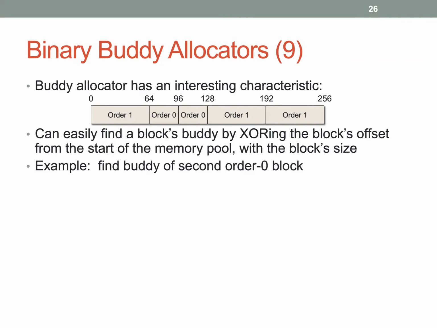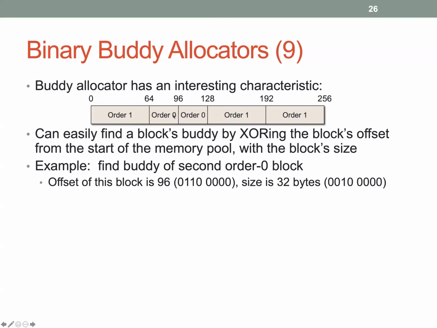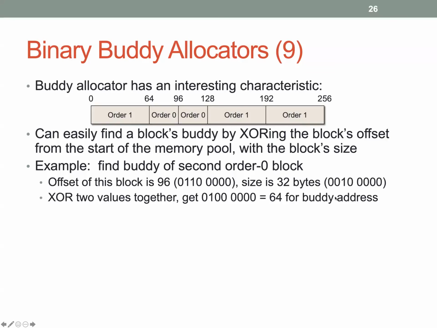So if you want to find the buddy of the second order 0 block, you're right here at 96, and so there's the bit pattern for 96. The size is 32 bytes, so you can see that the 0, 1, 2, 3, 4, 5th bit is set if we're counting from 0. And so we flip that bit, and it gives us 64. So that's how we get from 96 to 64, and that's how we find the buddy.